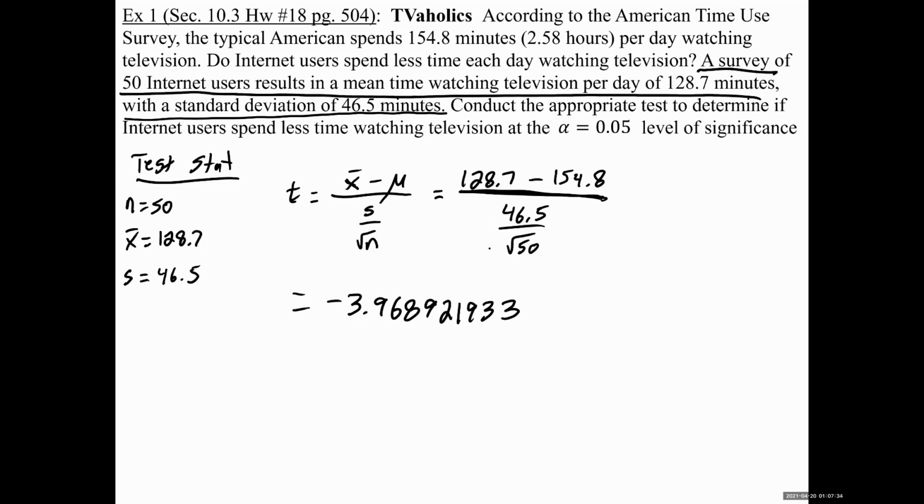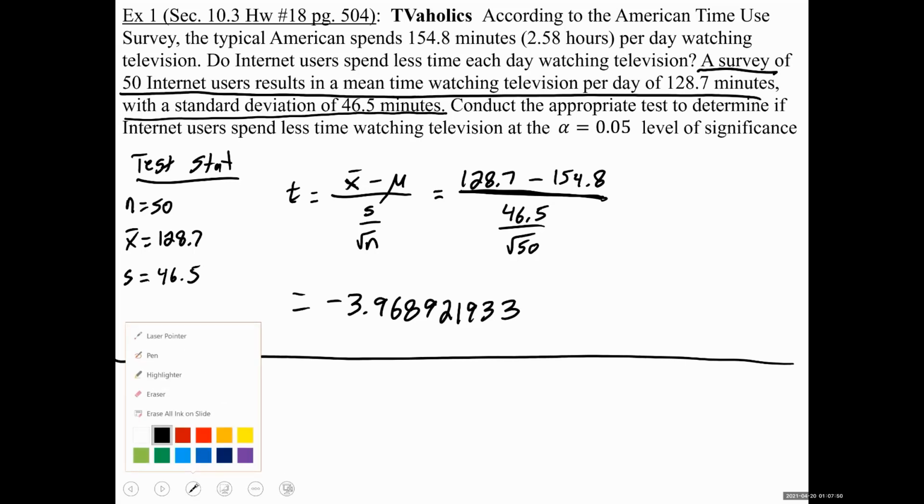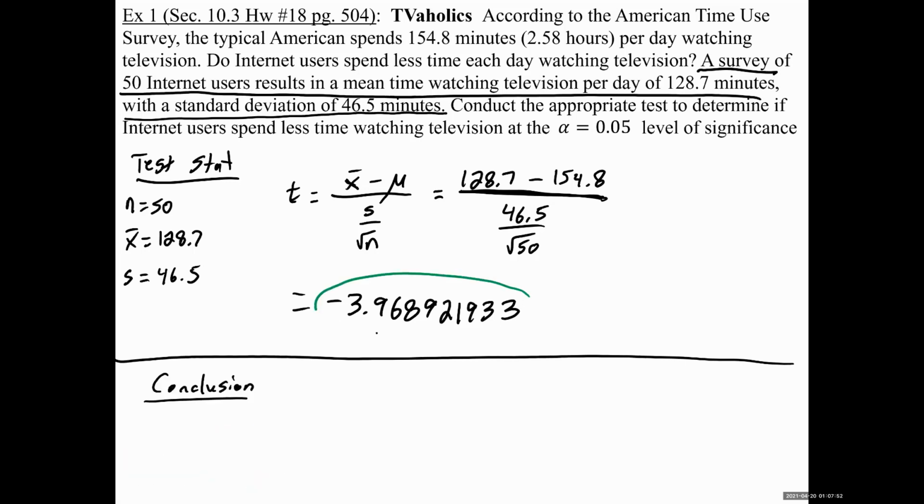Okay, that's the third step, the test statistic step. Any questions on that step? Okay, the fourth step is the conclusion, but I don't know what to write yet. So what we're going to do is take this test statistic number and see where it lands on my rejection region picture. So I'm going to take it back to the rejection region picture.